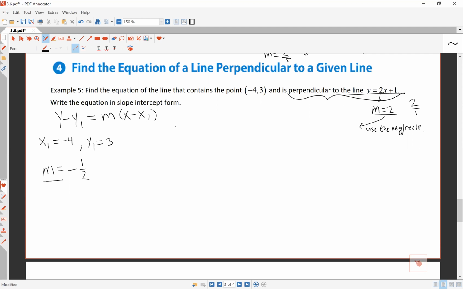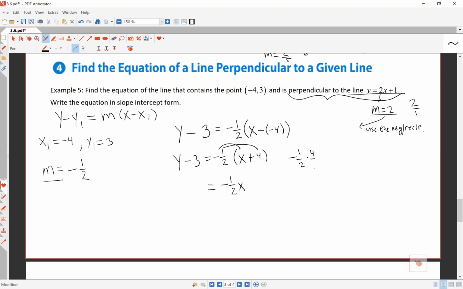So now we're ready to make our line: y minus y1 equals m times x minus x1. The two negatives make a positive, x plus 4. And now we write it in slope-intercept form. We have to distribute the -1/2 across. -1/2 times x is -1/2 x, and -1/2 times 4 is -2.